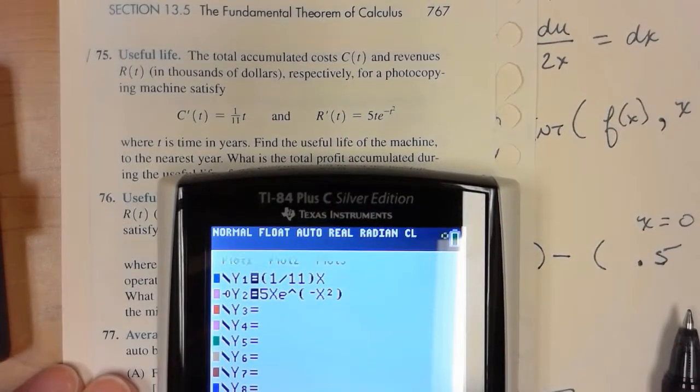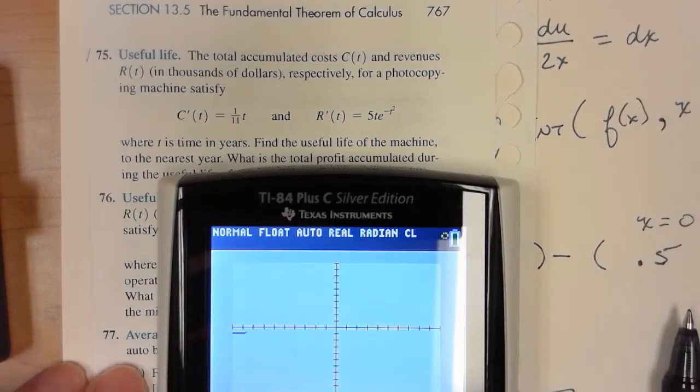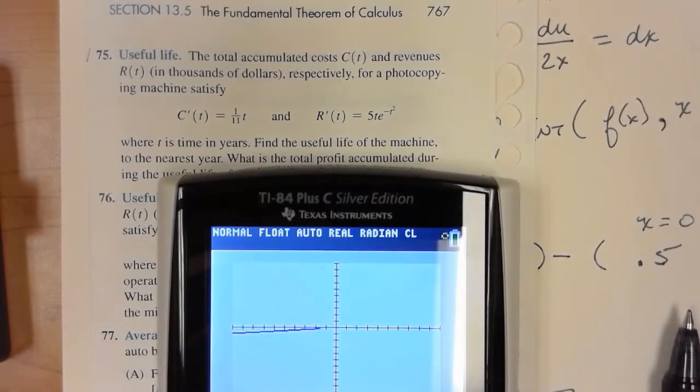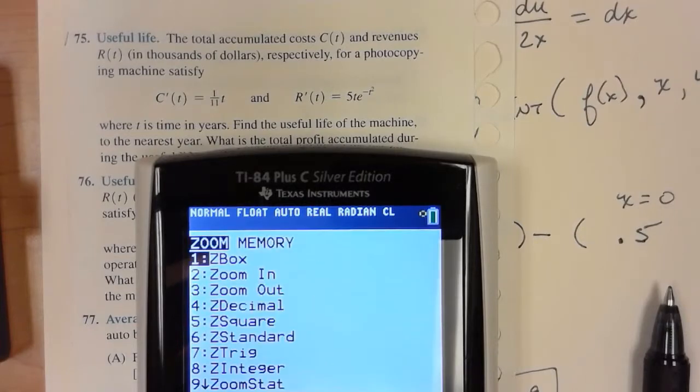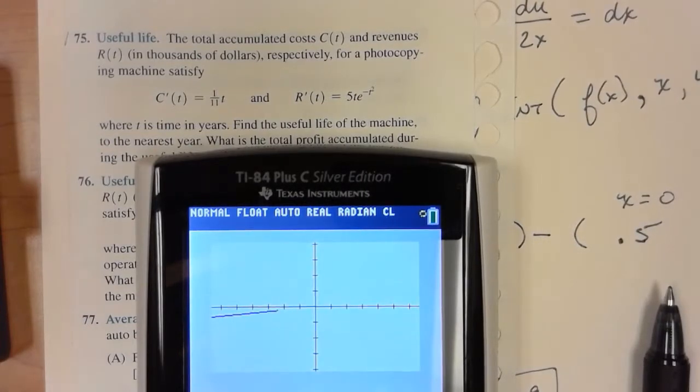I'm going to do a zoom 6. So now blue is cost. Here it comes. And you can see the revenue, it's coming. So it does hit. Let me let that finish, because I think I'll go back to zoom decimal again, because you'll be able to see it a little bit better. So there's the cost. Here comes the revenue.